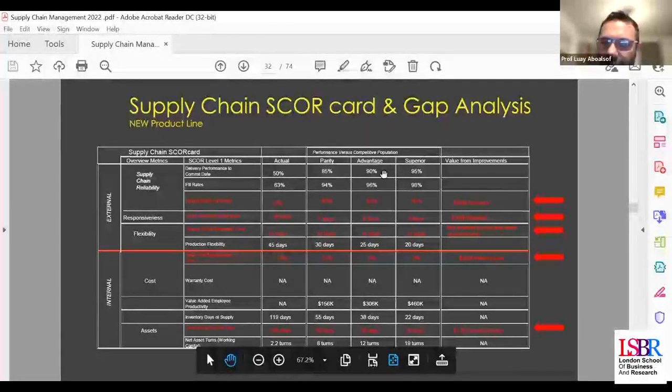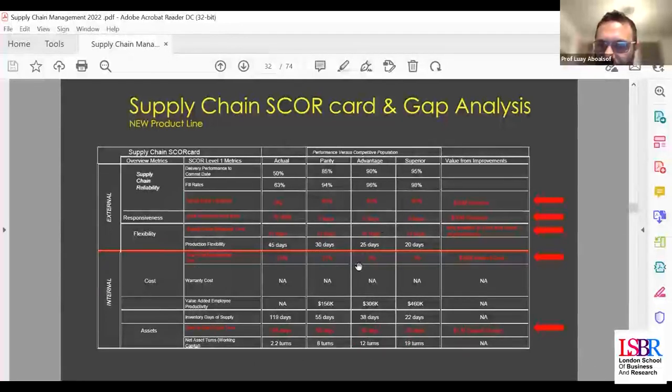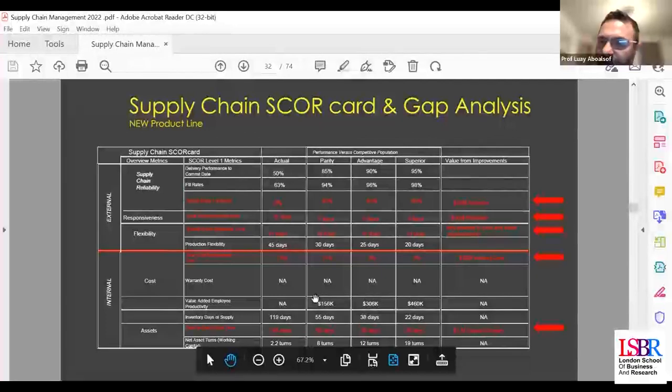This is the analysis I've talked about: reliability, flexibility, cost, assets. You can do all these things for different manufacturers and different countries, and that will give you which one is better. Once you do that, you're going to see there is a difference in days and delivery and quality and cost and all this. That will help you make a decision, called a gap analysis.